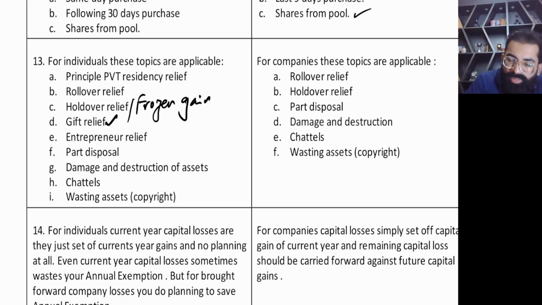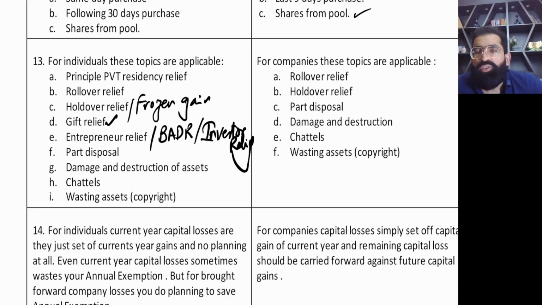Then entrepreneur relief. The new name of entrepreneur relief is BADR, and there is also investor relief. The old name was entrepreneur relief. So BADR and investor relief are only available for individuals. They are not available for companies. But yes, part disposal, damage and destruction, chattels, wasting, all these areas are available for both.